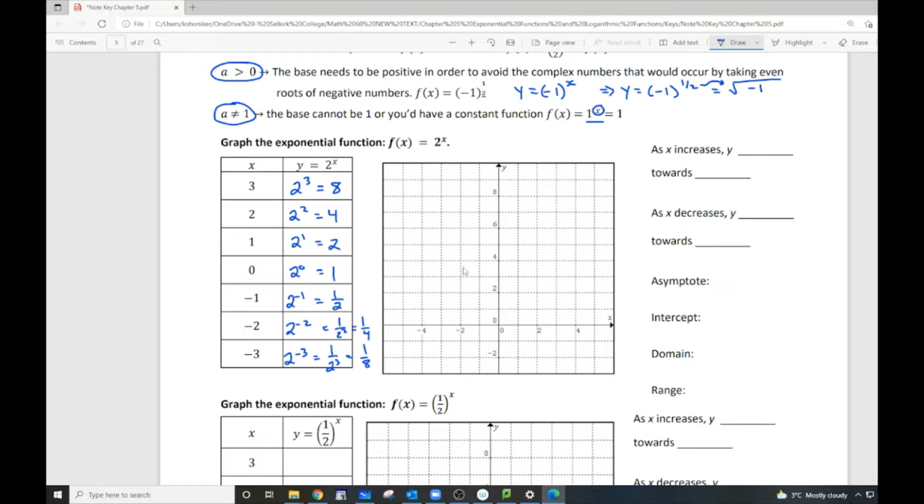So now let's plot these points. When x is 3, y is 8. When x is 2, y is 4. When x is 1, y is 2. When x is 0, y is 1. And then we get a half, a quarter, and then an eighth. In other words, we're just going down here.